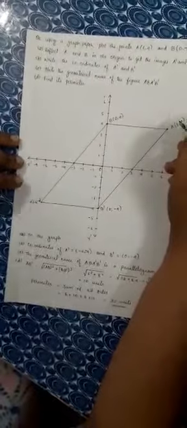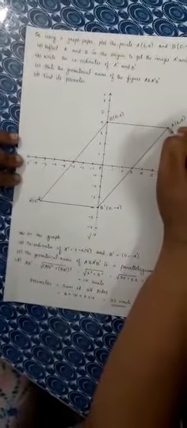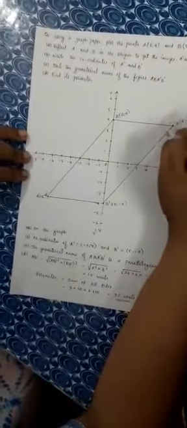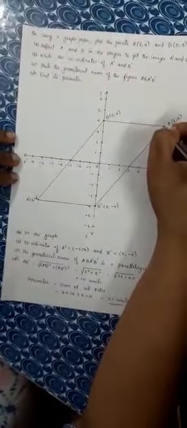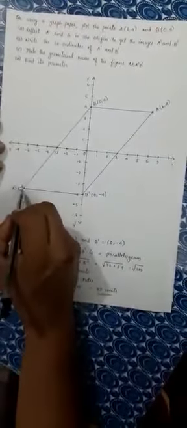Now reflect A and B in the origin. Reflection in the origin means both x and y coordinates change sign. Here A dash is the image of A. The point is 6, 4. Therefore reflection in the origin means minus 6, minus 4. So minus 6, minus 4 is coming here, x-axis minus 6 and y-axis minus 4.